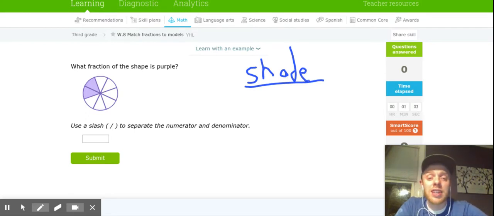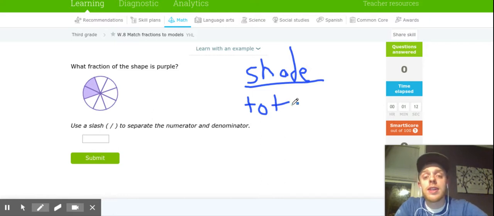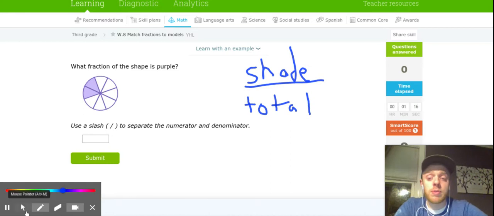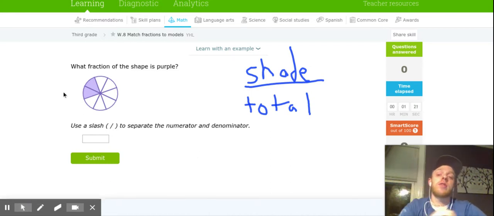So what is shaded versus the total? And when I say total, hopefully in your mind, you're thinking the total parts that exist in whatever shape is being shown to me. So with that idea in mind of what is shaded versus the total, I'm going to take a look at this circle, which is split up into many parts.